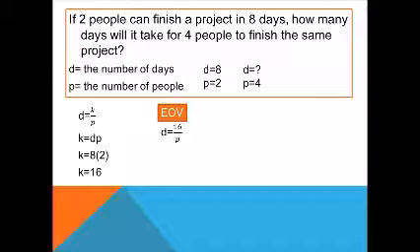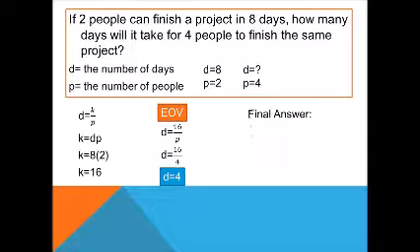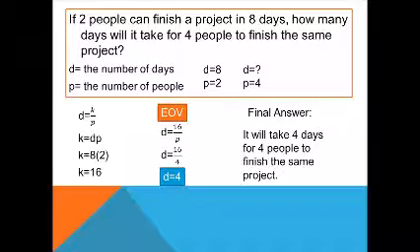Now that we are done with that, we can now solve for d. To solve it, just substitute the value of p, which is 4, into our equation of variation, and then divide 16 by 4. So our d, or the number of days, is 4. And then for our final answer, it will take 4 days for 4 people to finish the same project.